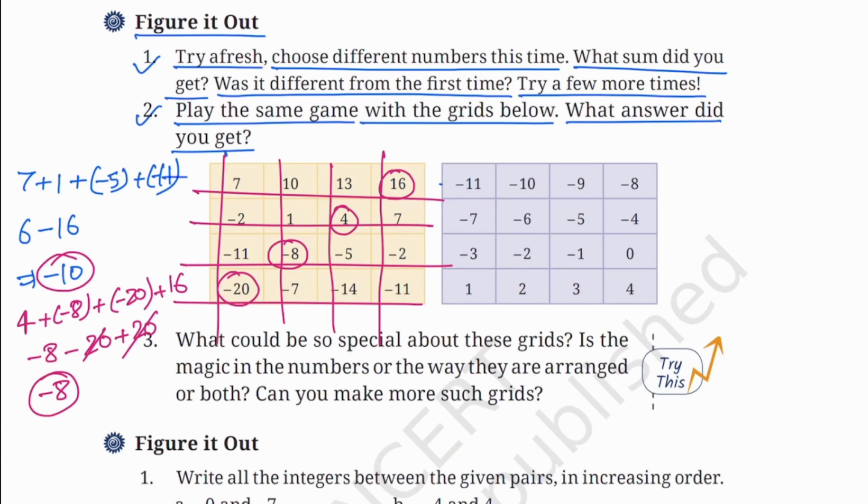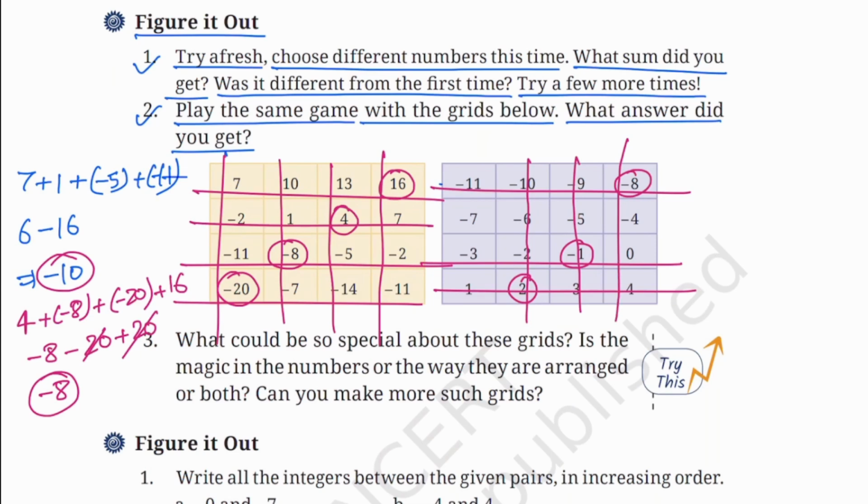For the second grid, let's check. Let's take 2 as the starting number. Then you can take -1. Then you can take -8. Then you have to take -7. Sum will be 2 plus -1 plus -8 plus -7. That will be equal to 2 minus 16 or -14.